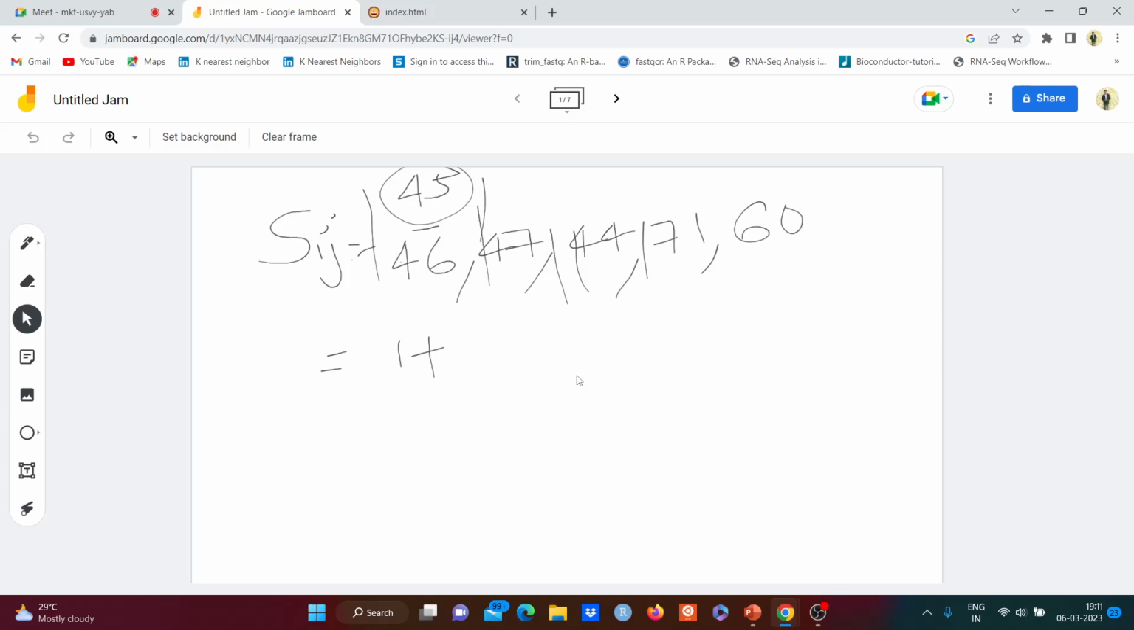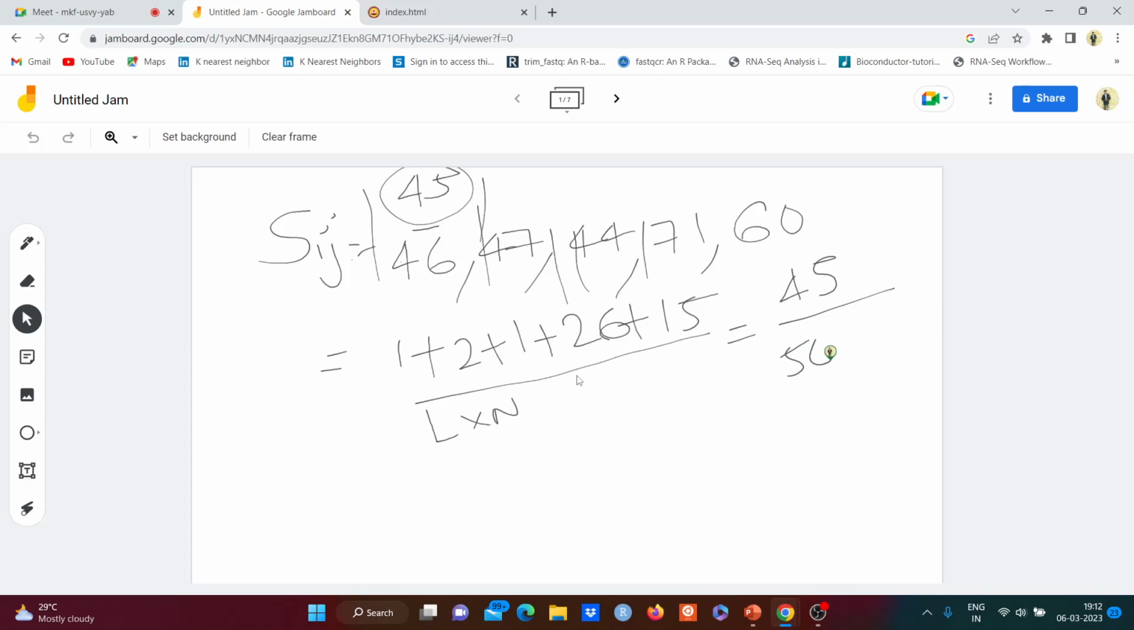1 plus 2 plus 1 plus 26 plus 15, divided by L into N. So we'll add the values now: 45 divided by 50 into 200, where 200 contacts are there, L stands for number of residues, and N stands for number of contacts.